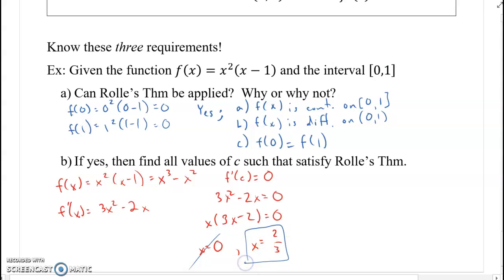I often do this. I accidentally change my c's back to x's. I probably should have put a c here instead. Doesn't really make much difference. c is a particular x value.